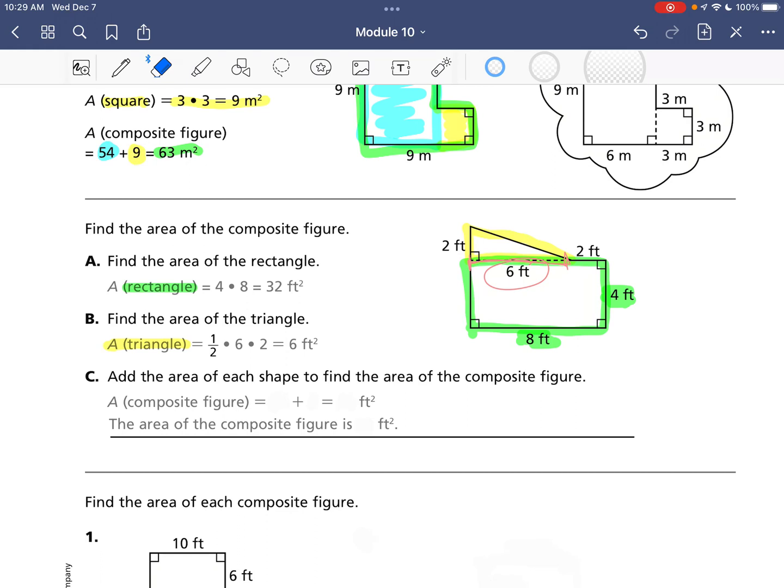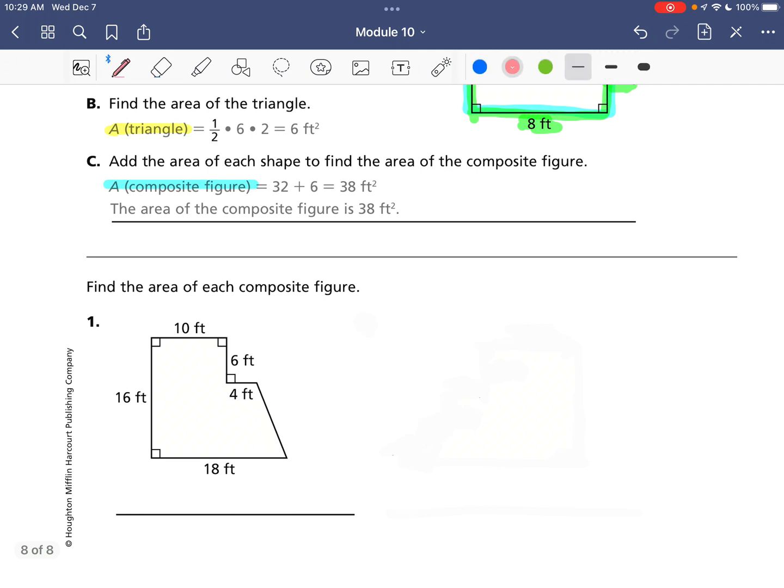Now we gotta add everything together. So we have our nice big object here, a rectangle with a little corner triangle for our composite figure. We're gonna take our 32, our rectangle, plus the area of our triangle and add them together. And that would make the area of the whole object to be 38 feet squared.